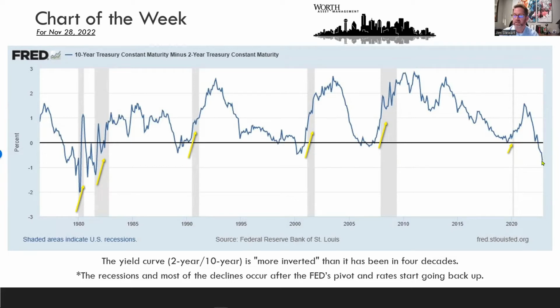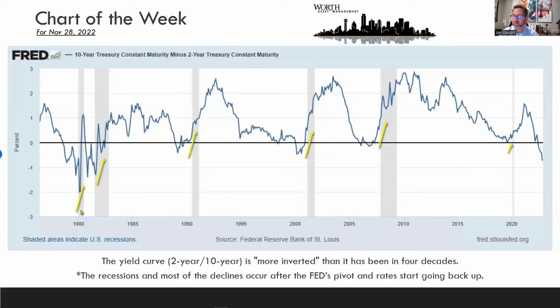And right now, that is exactly what's happening. The shorter 2-year Treasury is yielding higher than the 10-year. And right now it's sitting at negative 78. That means I'm getting 78 basis points more for a short-term loan than I am for a long-term loan.